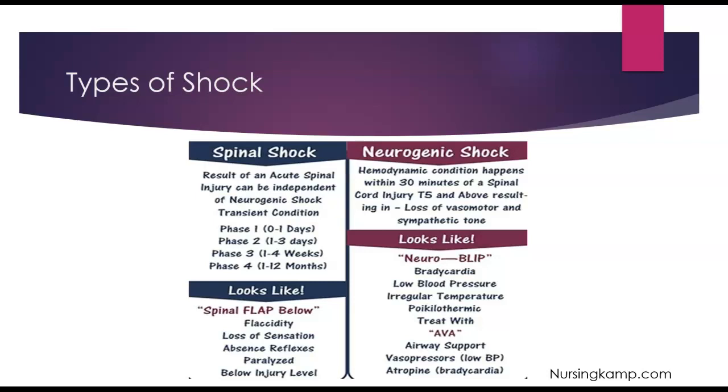Neurogenic shock is hemodynamic changes that we see, and again, you'll see that it's typically T5 and above. So we see that typical kind of hemodynamic shock where we have low blood pressure and bradycardia, and you'll see we treat here with airway support, vasopressors, and atropine to help with the bradycardia. So hopefully that helps you understand those two types of injury that we see.